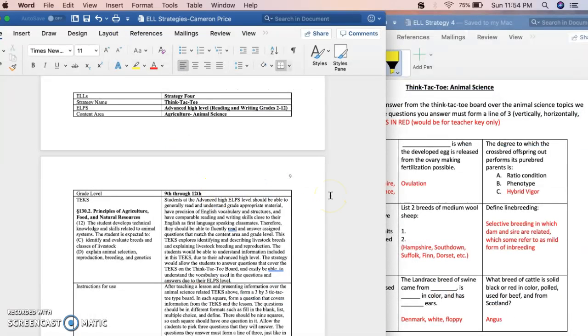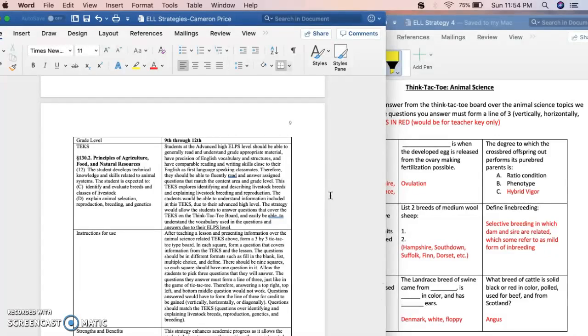The fourth strategy I'll be going over is called Think-Tac-Toe. It's obviously based off of the game Tic-Tac-Toe, but it's called Think-Tac-Toe because you're using it for students to think and learn. It's going to be for the advanced high level of the English Language Proficiency Standards, or the ELPS, content area of animal science under agriculture. It's going to be used for high schoolers grades 9 through 12.